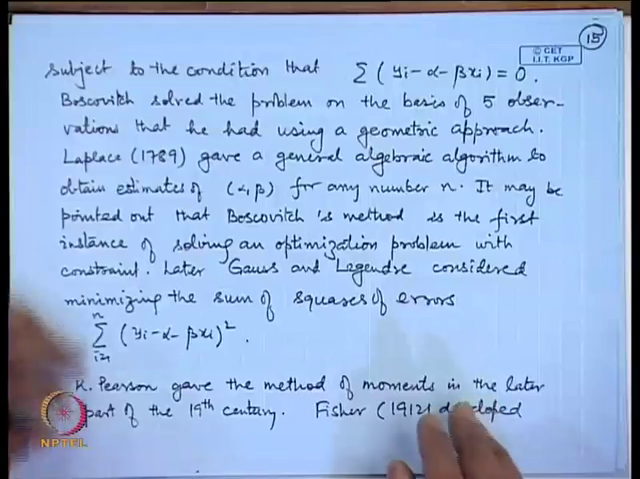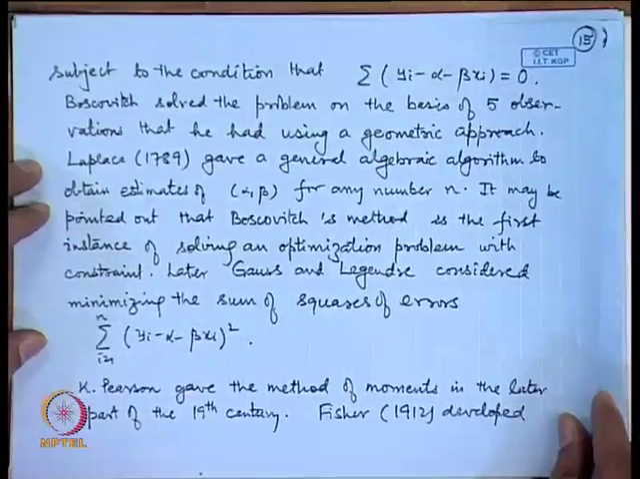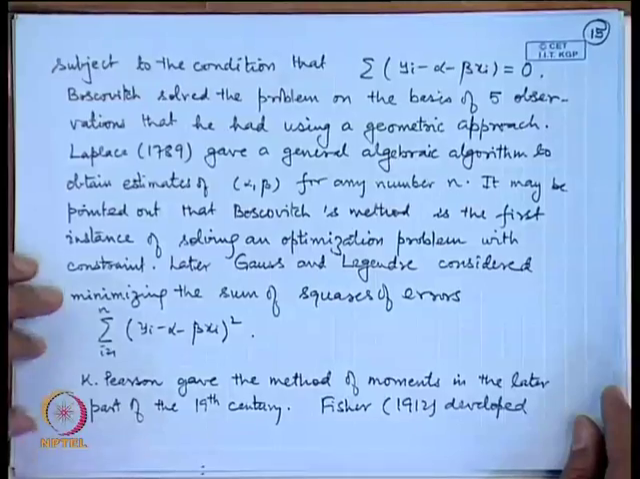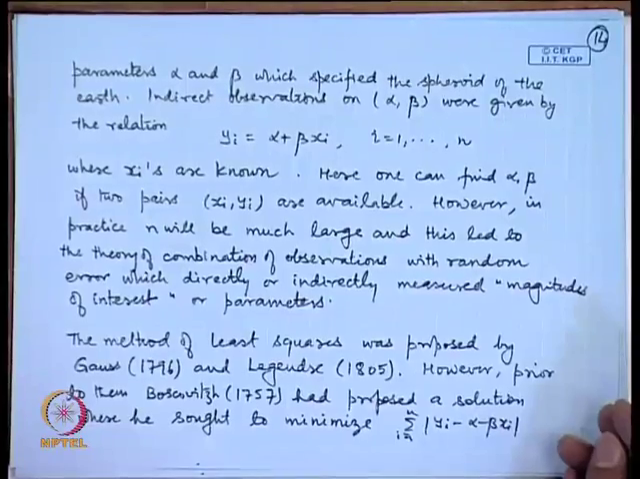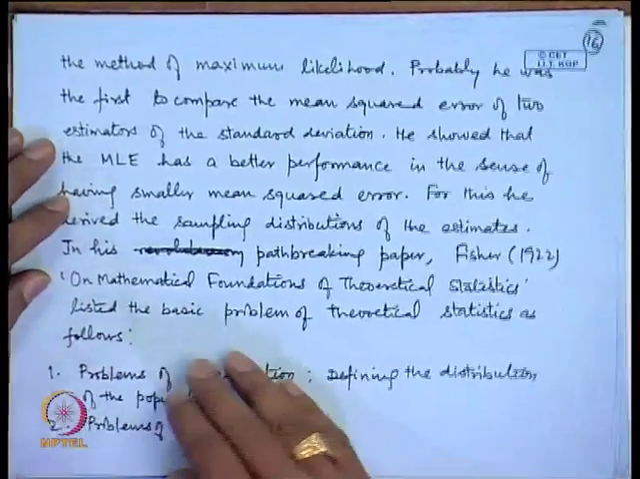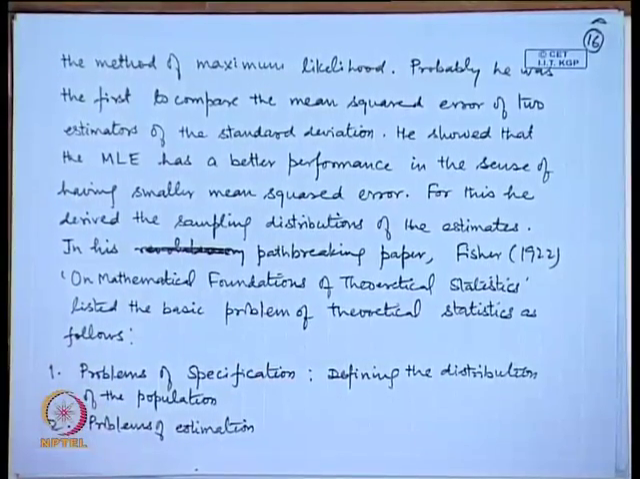Later on, Karl Pearson developed the method of moments in the latter part of the 19th century. The modern methods of statistics as we know them today were probably first started by Fisher in 1912, where he developed the method of maximum likelihood. He is probably the first one who realized the importance of comparing two different methods of estimation. He considered two estimates of the standard deviation, found out their sampling distributions and therefore the mean squared errors, and showed that one of the estimators has a smaller mean squared error than the other.